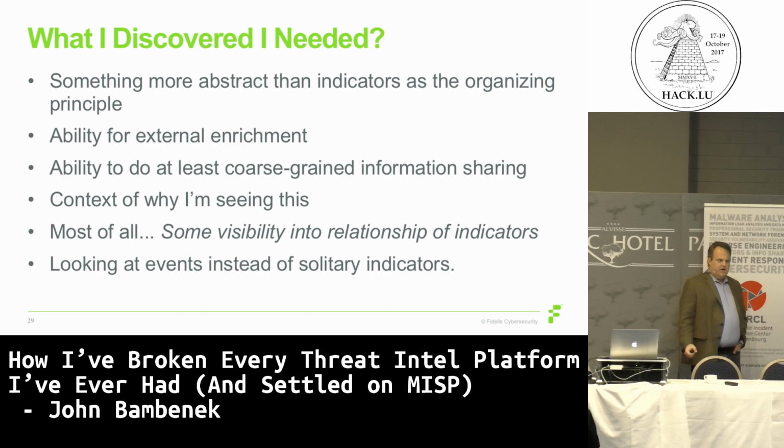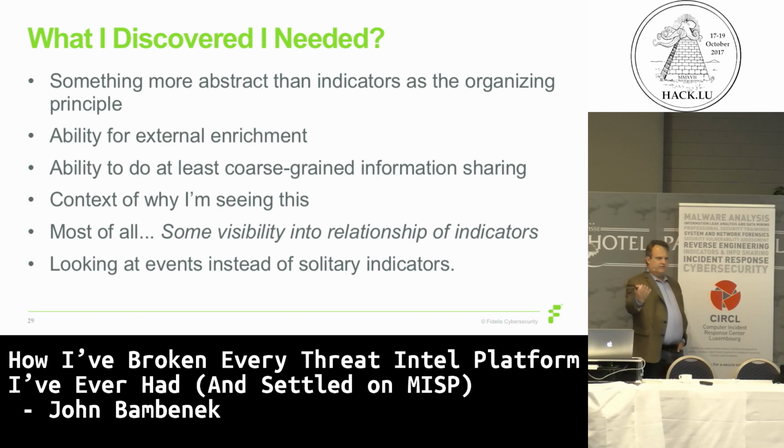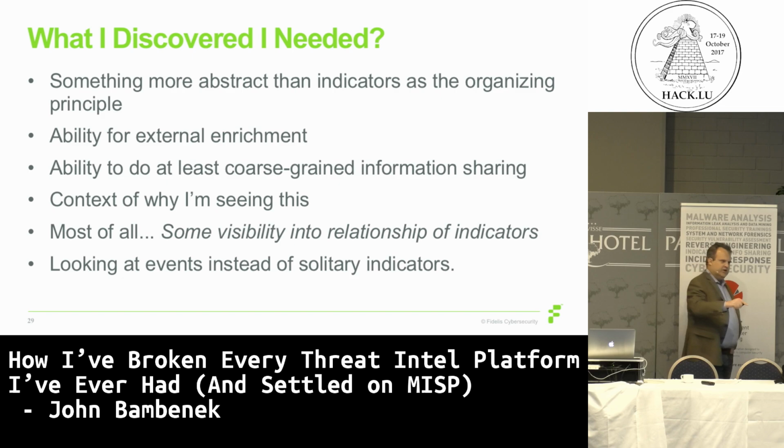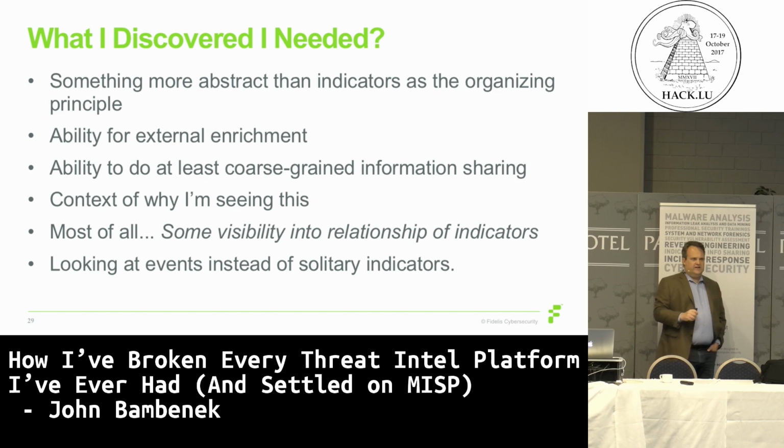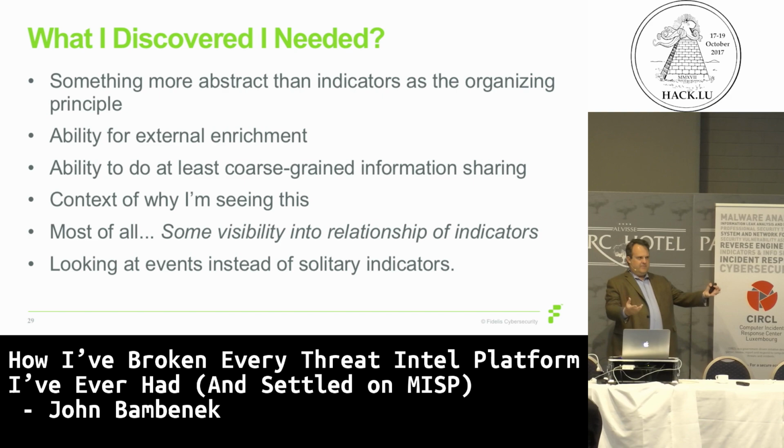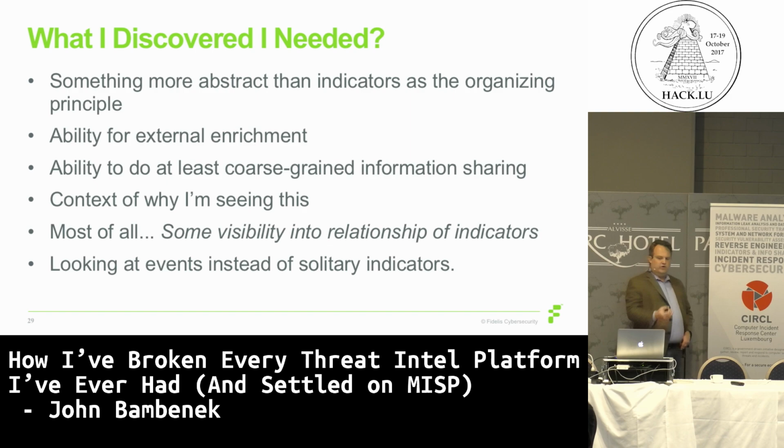But ultimately, that context of why I'm seeing this and some visibility into the relationship of the indicators, storing it somewhere where I could say, you know what, this IP address is related to this registry key in this malware sample. Because at the end of the day, a malicious event is not just an IP address or a hash value. It's all of these things. There's IPs that relate to domain names, to specific protocols of network traffic, to hashes, API calls, mutexes on the file system that all go into something bad that happens. And the relationship between those things is also very important. So looking at events instead of solitary indicators.